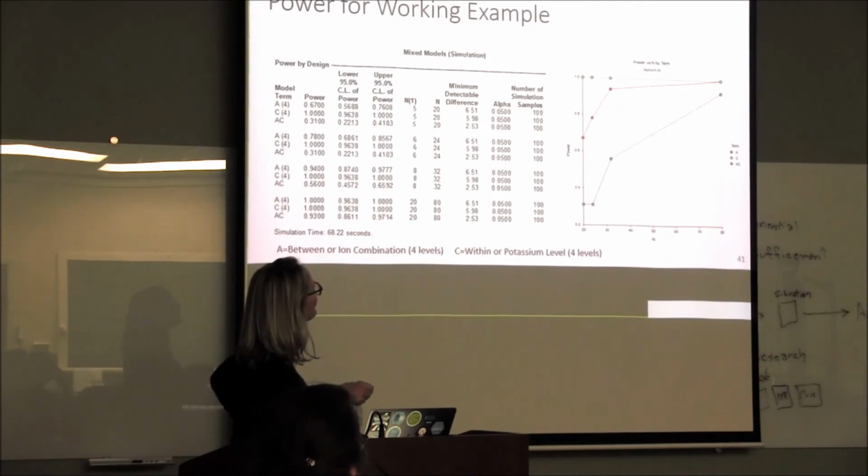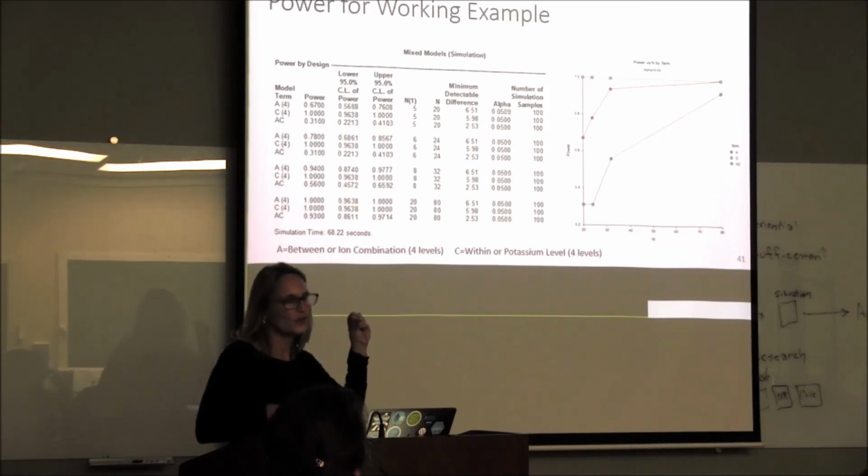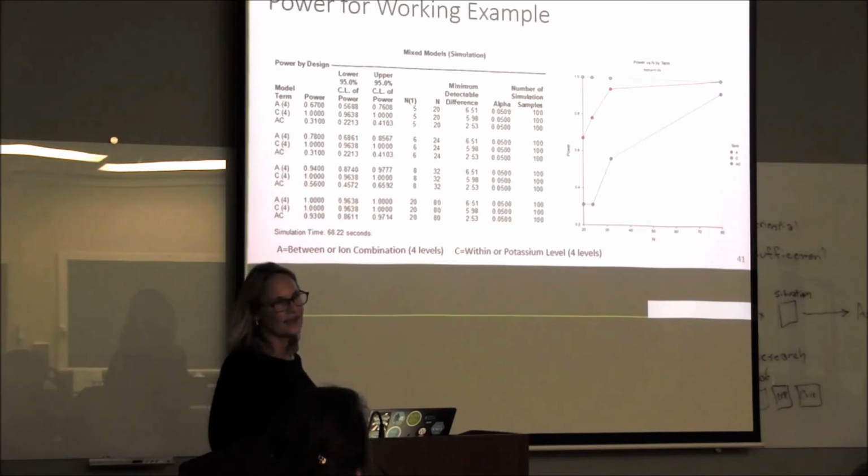So we want 80% power, right? So that looks like I need 60 some, right? 60 some. So maybe I'll need like 16 per group. I would refine this further. This is based on simulations and the mixed effects model.